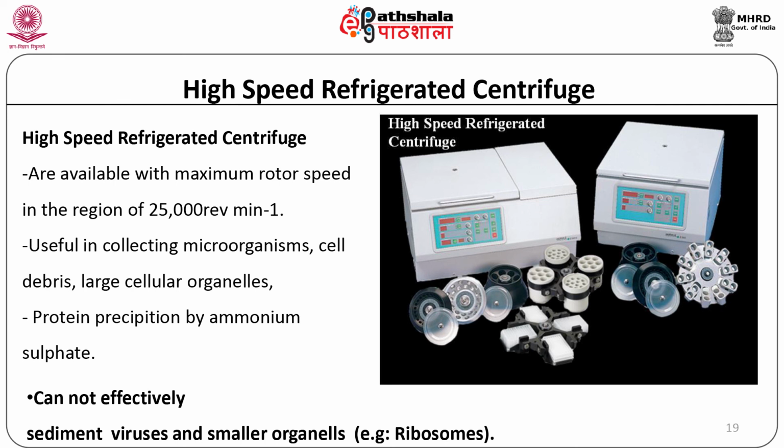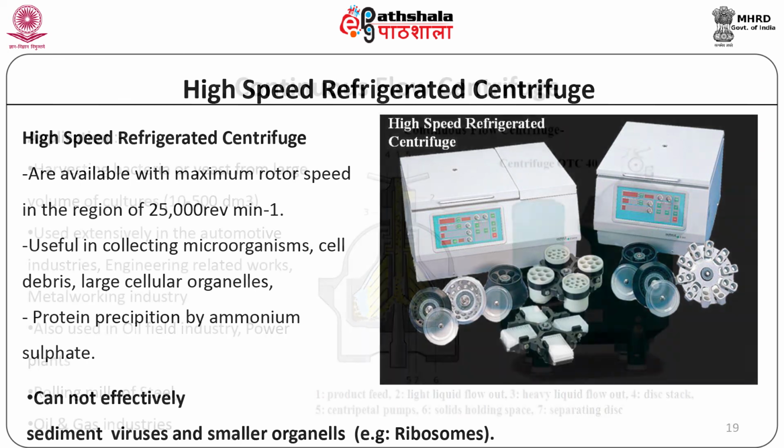These are available with maximum rotor speed in the region of 25,000 revolution per minute. This is useful in the collection of microorganisms, cell debris, large cellular organelles, etc. It can be used in protein precipitation by ammonium sulfate method. It cannot effectively sediment viruses and smaller organelles like ribosomes.